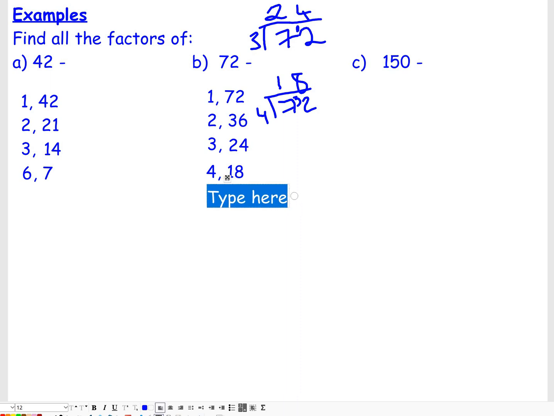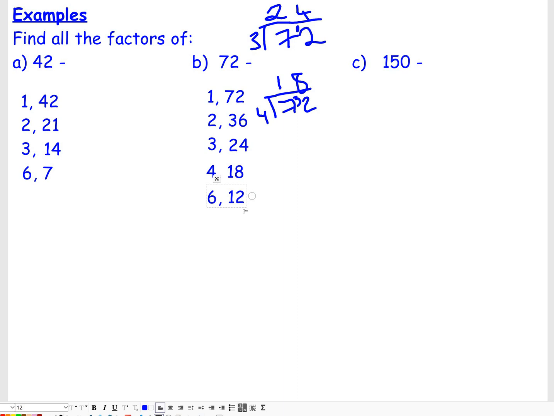Well, yes, 72 is in the 6 times table, so we know that 6 times 12 is 72. Or again, we can use this maths fact here. If 3 goes in 24 times, 6 is going to go in half that amount. Does 7 go in?